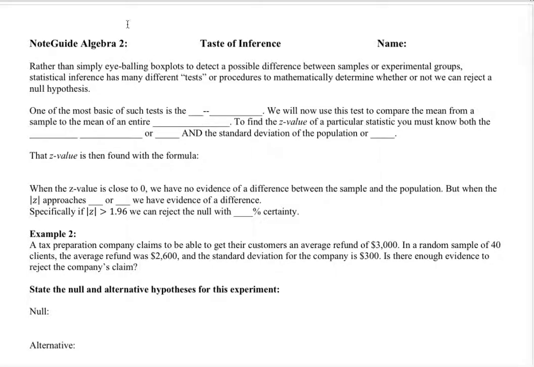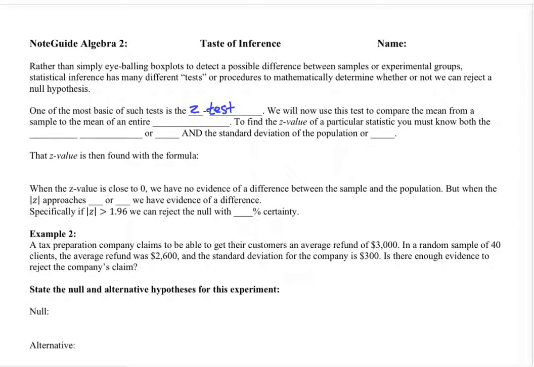All right, so let's look at another example. Before we go on to this other example, I just wanted to say a few more things. So rather than simply eyeballing the box plots to detect a possible difference between groups, statistical inference has many different tests, or specific, precise mathematical procedures, to decide whether or not you should reject a null hypothesis. So we did that last one pretty informally. In this example, we're going to use one of those specific mathematical procedures, and it should relate to ideas we've been studying recently. One of the most basic of such tests is called the z-test.